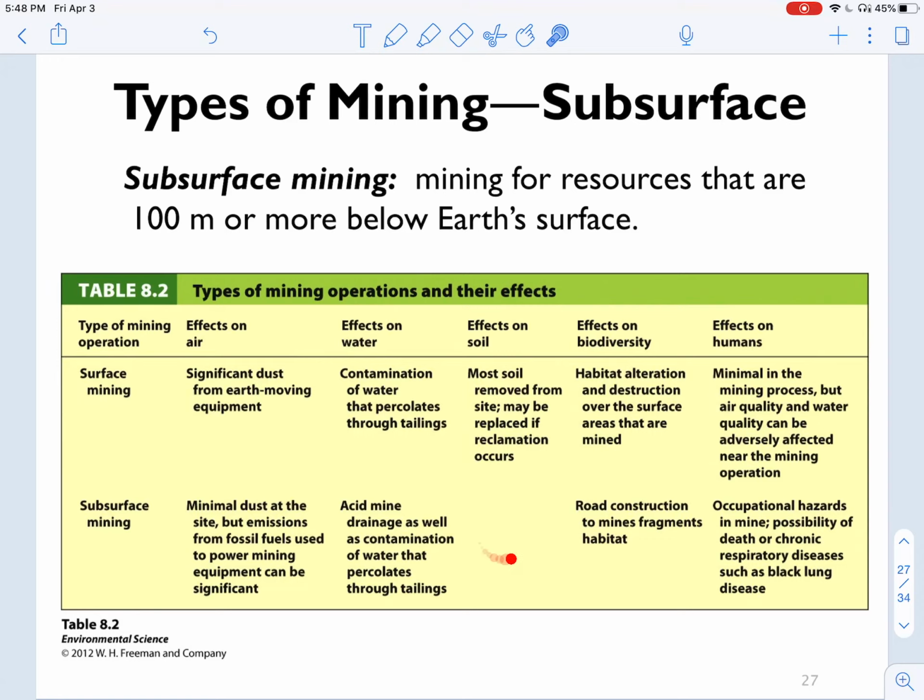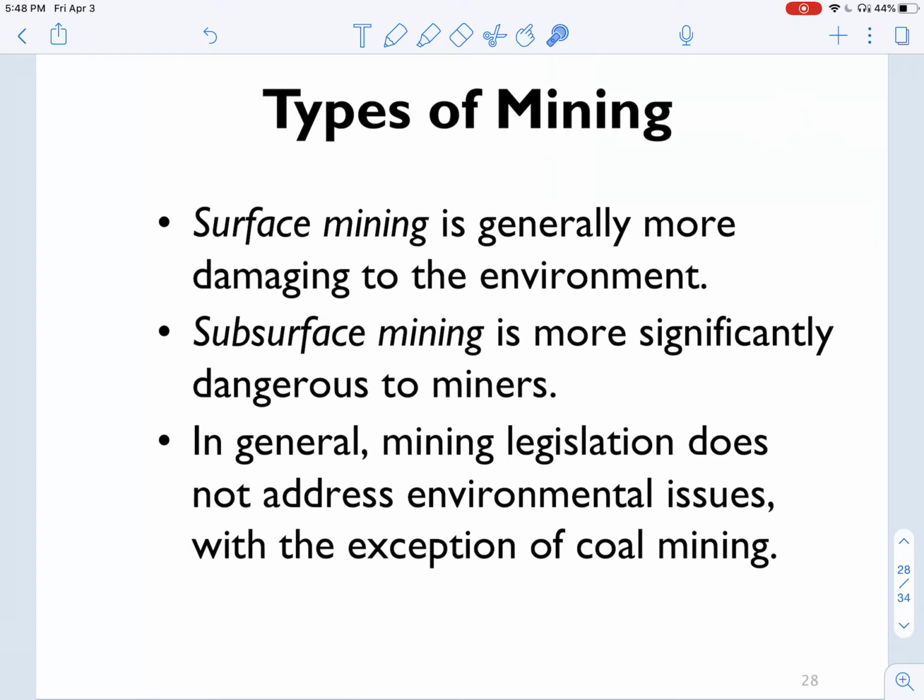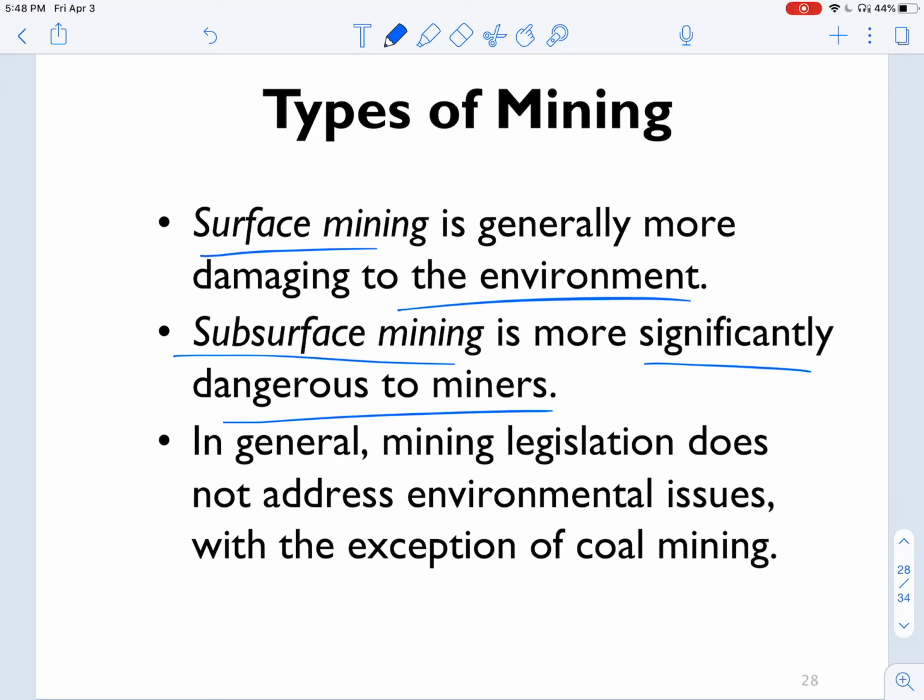No real surface soil effects for subsurface mining. The only subsurface mining effect for biodiversity is really road construction. And there's quite a bit for surface mining because you can really heavily alter the areas for that. So in general, surface mining is more damage to the environment, but subsurface mining is more significantly dangerous to the actual miners.